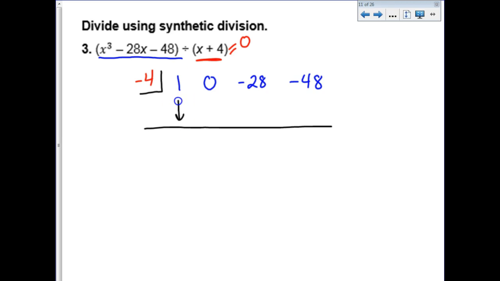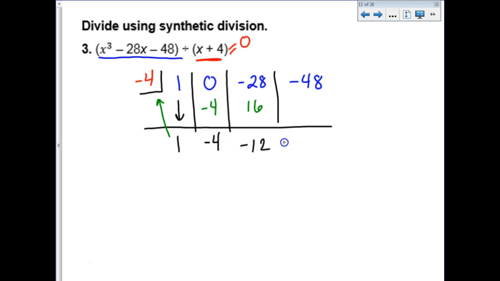Okay, lead-off term comes all the way down to the bottom, and that's where we start. All right, here we go. Multiply. So 1 times negative 4 is negative 4. And then we add them up. You get negative 4. Repeat. Negative 4 times negative 4 is 16. And then we add them up. And what is that, negative 12? Yeah? Okay. And then negative 12 times negative 4 is positive 48. Add those up, and we get a 0.